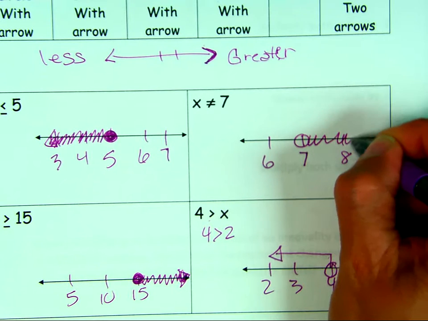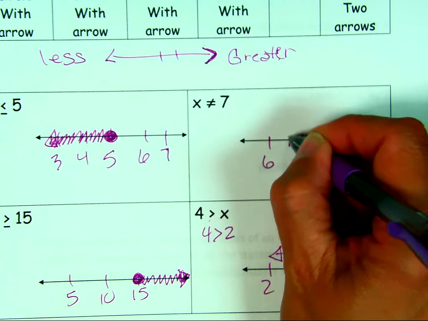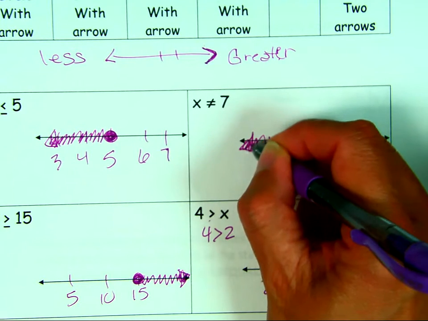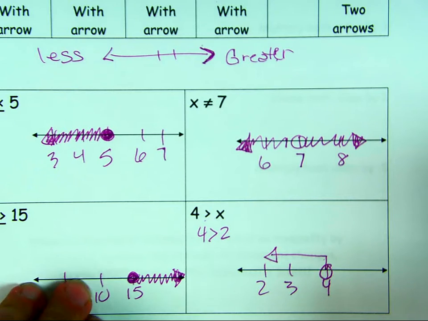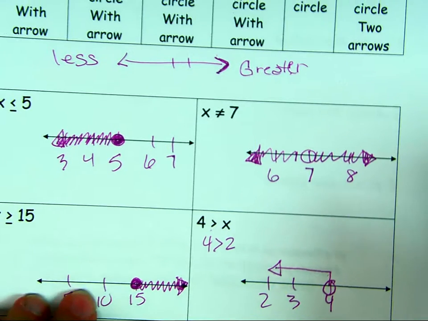And then you can darken in and arrow that way, darken in this way, and make sure you put your arrow so we know that it goes on forever. That's what those arrows mean. It goes on forever. If you don't have the arrows, that means it stopped. And usually that would require a circle. Okay, so a little review on that.